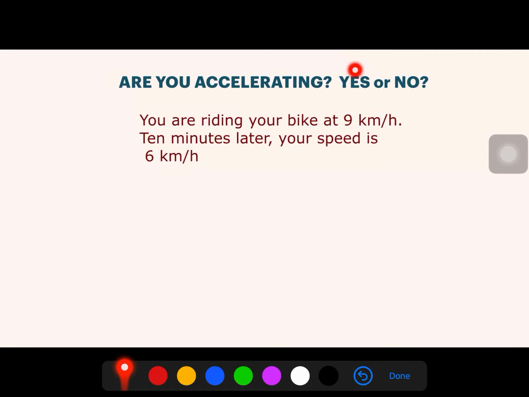Why are you accelerating here? You slowed down. Your speed changed, right? You went from 9 to 6.